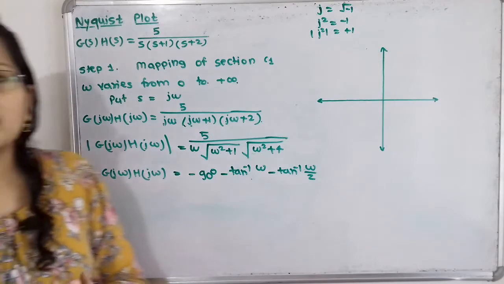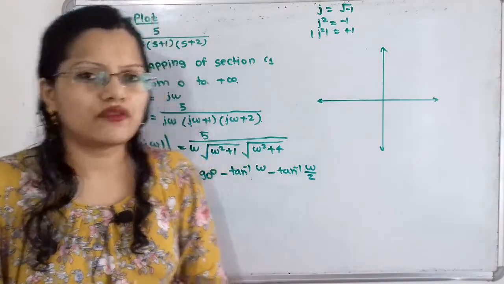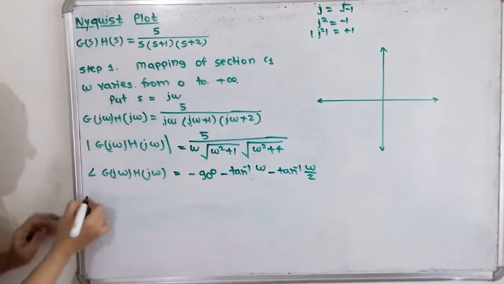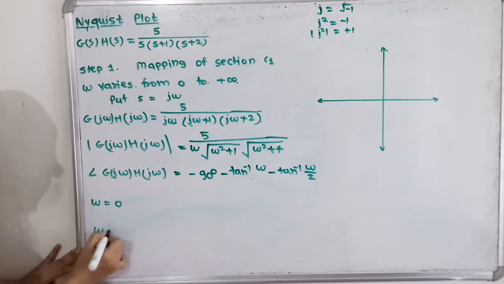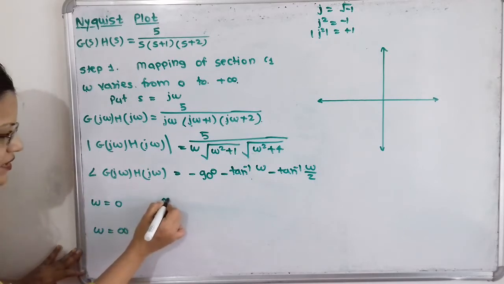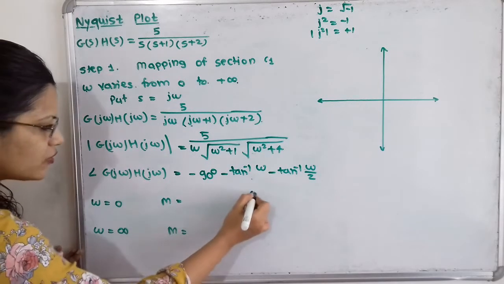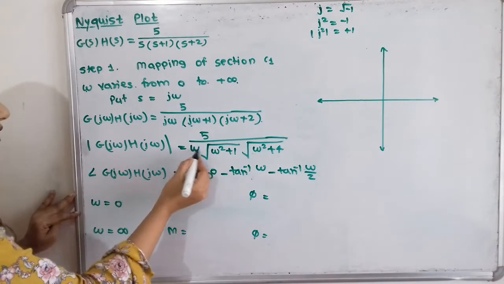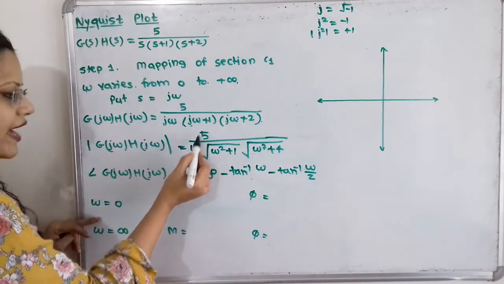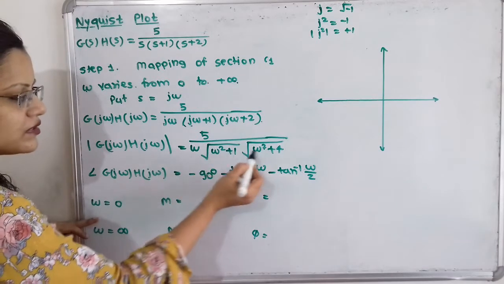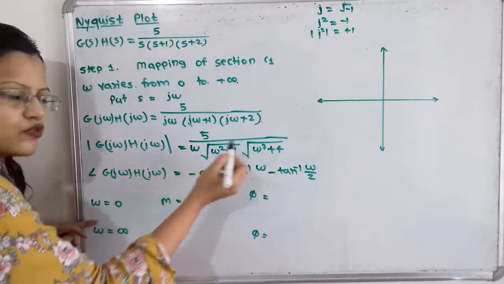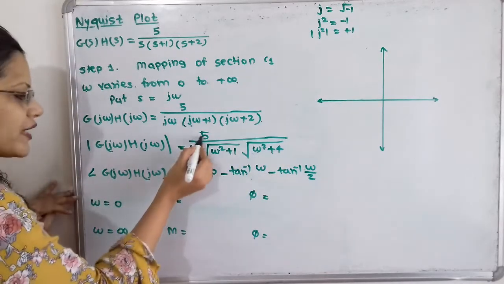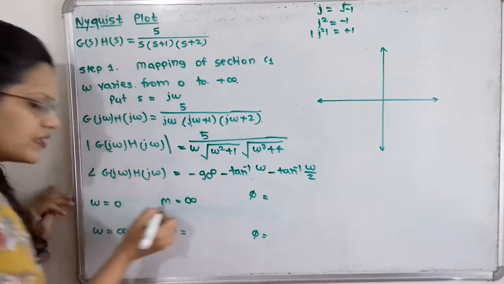Now we will take the value of omega or range of omega. So for this section C1, omega varies from 0 to plus infinity. So I will take omega is equal to 0, omega is equal to plus infinity. Then what is the value of magnitude and what is the value of phase angle phi, that we have to calculate. Put omega is equal to 0 here. So 5 divided by 0. So here 0 plus 1, 0 plus 4, that is under root of 1, under root of 4. But here this term is 0. So this whole denominator will become 0.